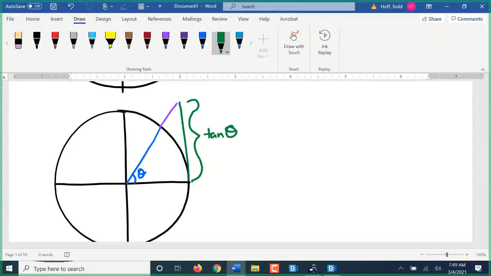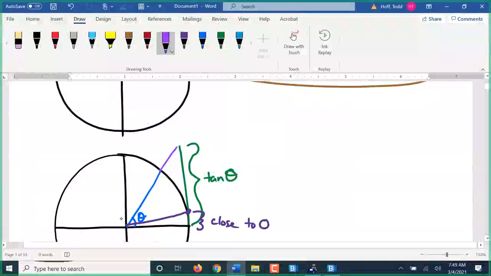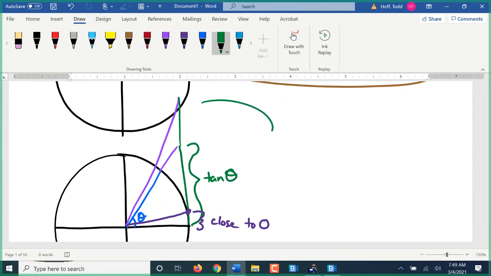So if we adjust our angle, we can see how that tangent changes. If I make my angle down here really small, that tangent is close to 0. If I made it the angle 0 degrees, the tangent would be 0. If I make my angle really large, I see my tangent extends way up there. That tangent can actually become infinite.